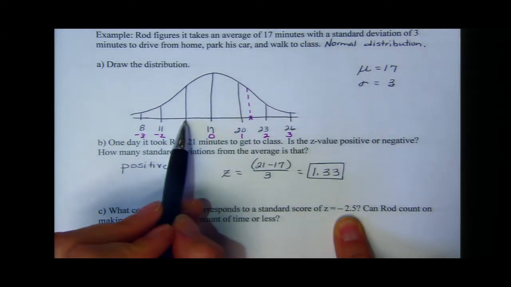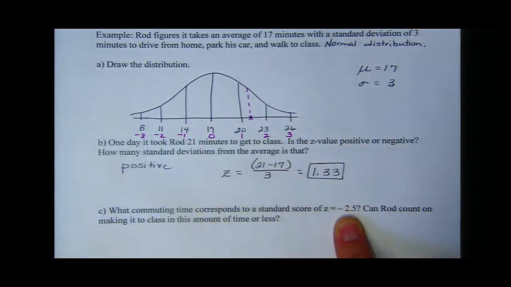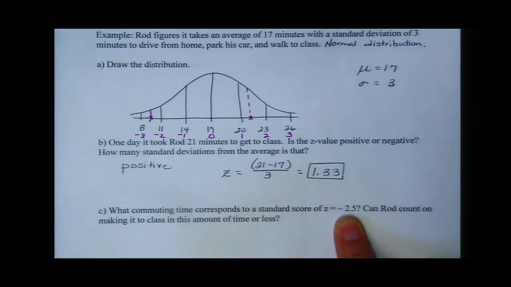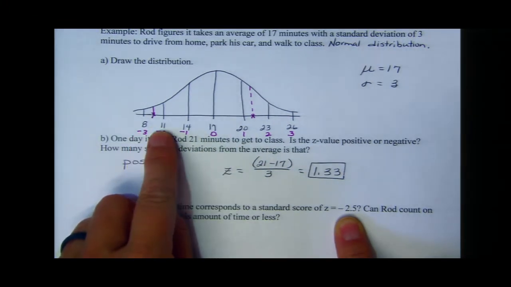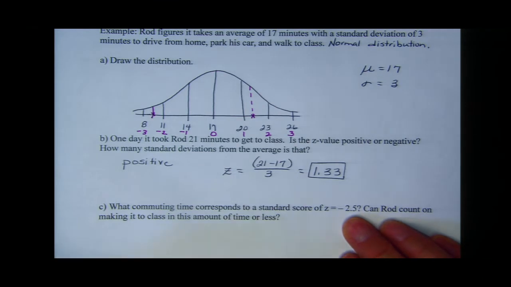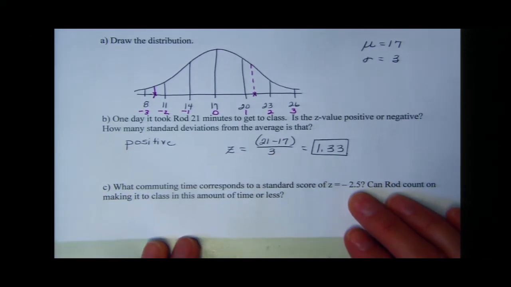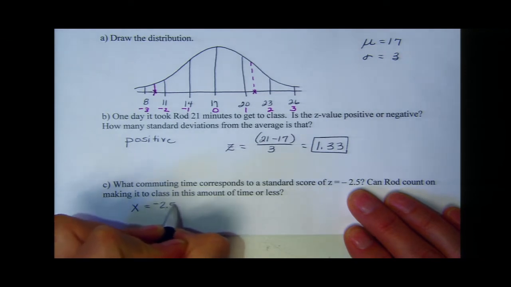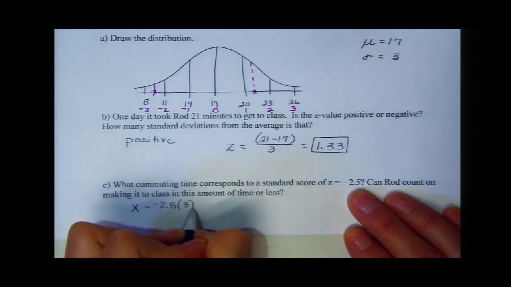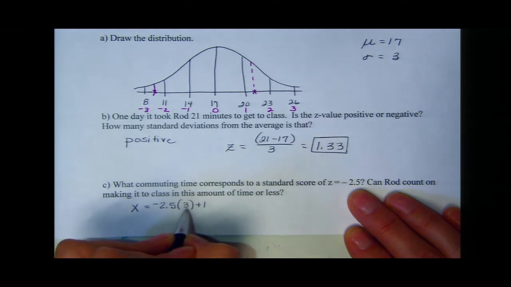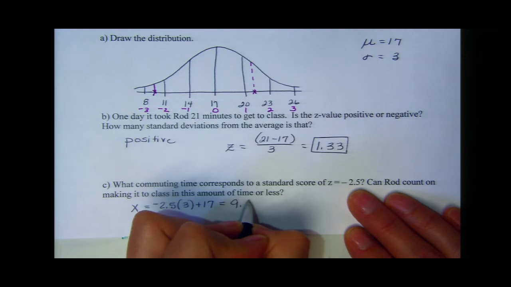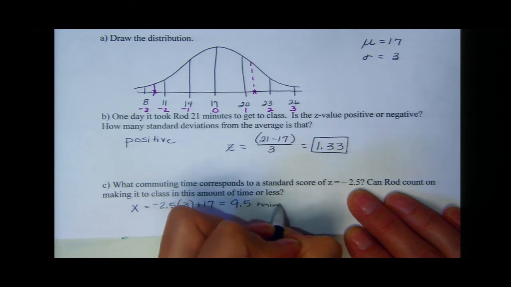So here's negative 1, negative 2. So it would be about right here. So we know it should be between 8 and 11 minutes. So I'm just going to use that formula. X equals negative 2.5 times sigma plus mu. And that gives me 9.5 minutes.